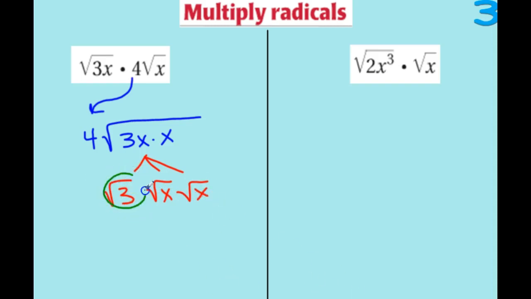I don't know what the square root of 3 is, so I'm just going to leave it like that. We also have this 4 out front. Square root of x times square root of x, I know is x squared. There's 2 of them. And a square root and a square are opposites, they cancel out and leave us with just x.